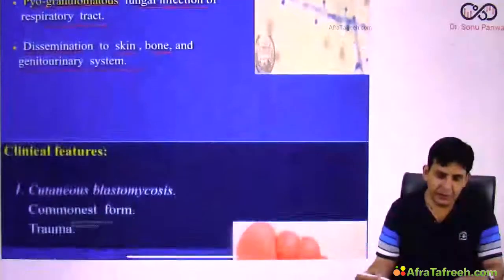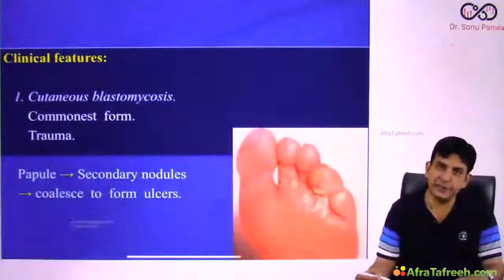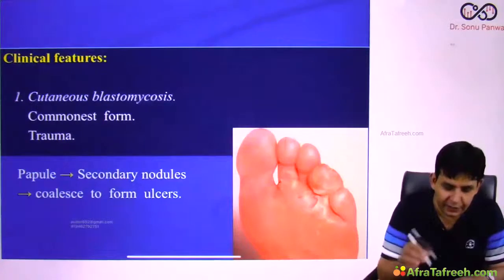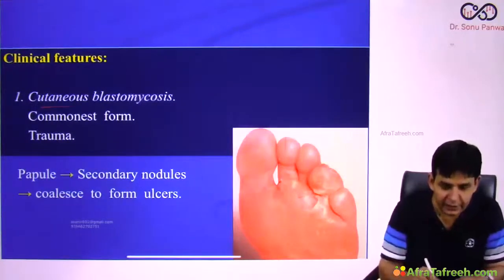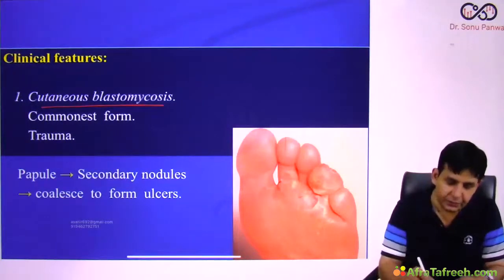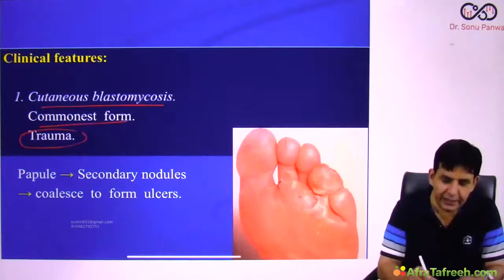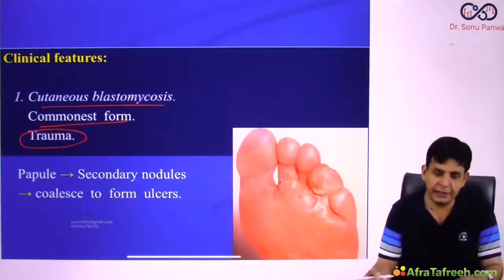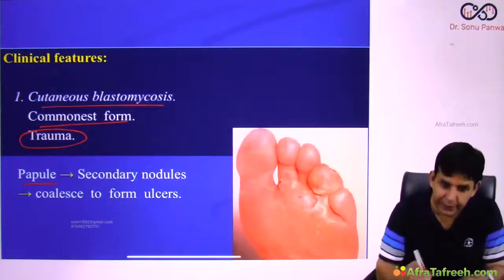So in blasto, the important thing is the various clinical features. Okay. So first of all, one is the pulmonary one, the other one is the cutaneous one. And how it inoculates with the help of trauma, it gets inoculated and leads to this cutaneous blastomycosis. That is the papule.